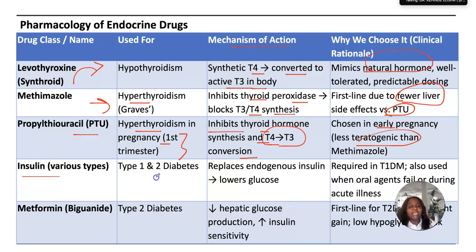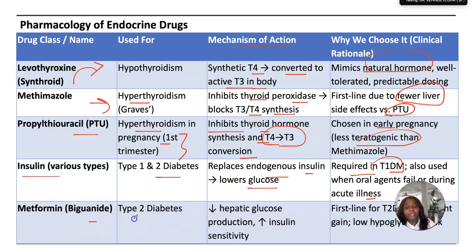Now let's talk about insulin. Type 1 and type 2 diabetes is what we use insulin for. Ideally it's for type 1, right? Now, when we have type 2 that is resistant to treatments like metformin, for example, we're going to shift gears to insulin. So what is the mechanism of action? It replaces endogenous insulin. It lowers glucose. Why are we choosing insulin? Required in type 1 for sure. That's the main thing that we can do. And it's also used when oral agents fail or during acute illness.